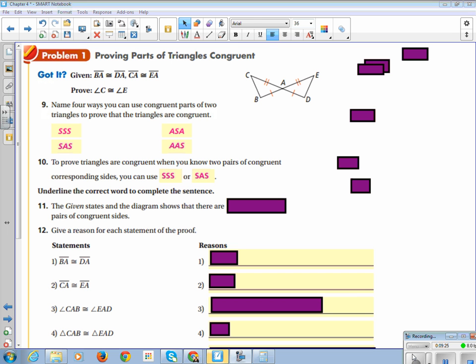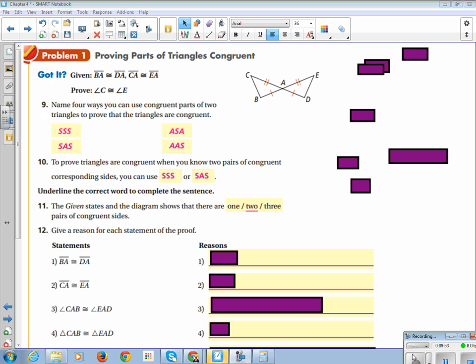All right, so number 11 says, the given states, and the diagram shows that there are, your choices are 1, not 1, but 2 pairs of congruent sides, just 2. 2 pairs of congruent sides.